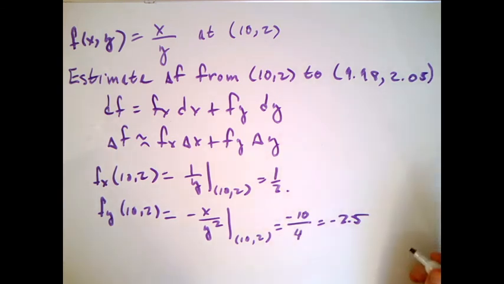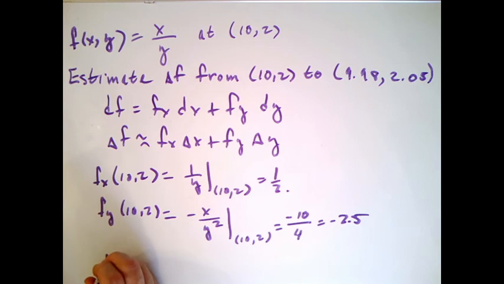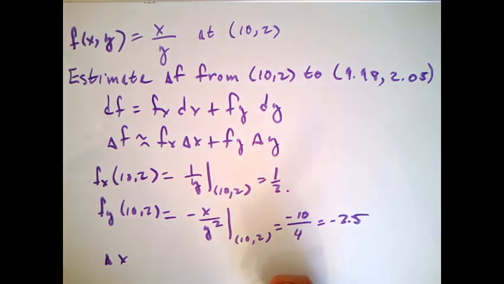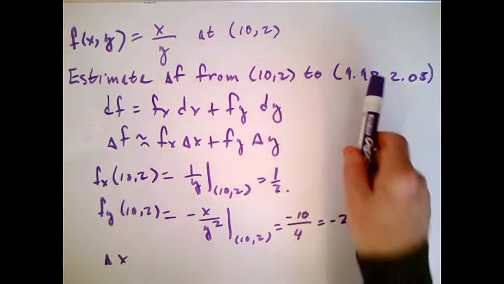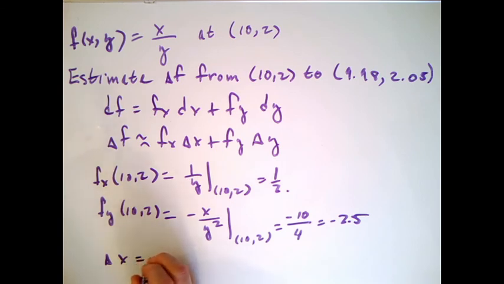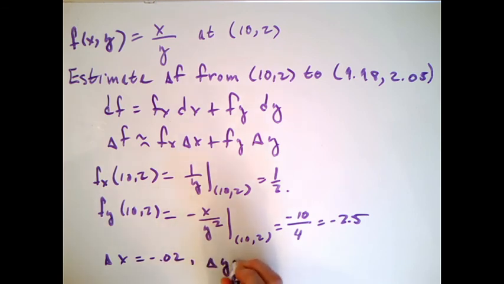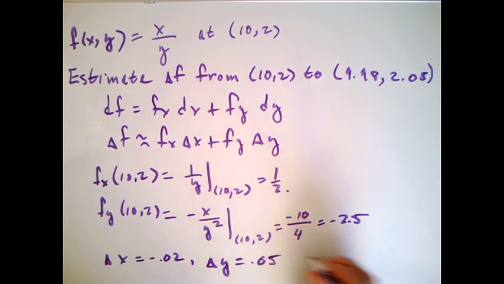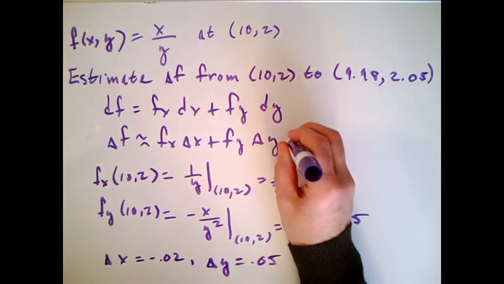Let's see here. What's delta x? Well, delta x went from 10 to 9.98, right? So that's going to be negative 0.02. Delta y. Y went from 2 to 2.05, so that's 0.05 like this. And now we're just going to plug in the numbers.